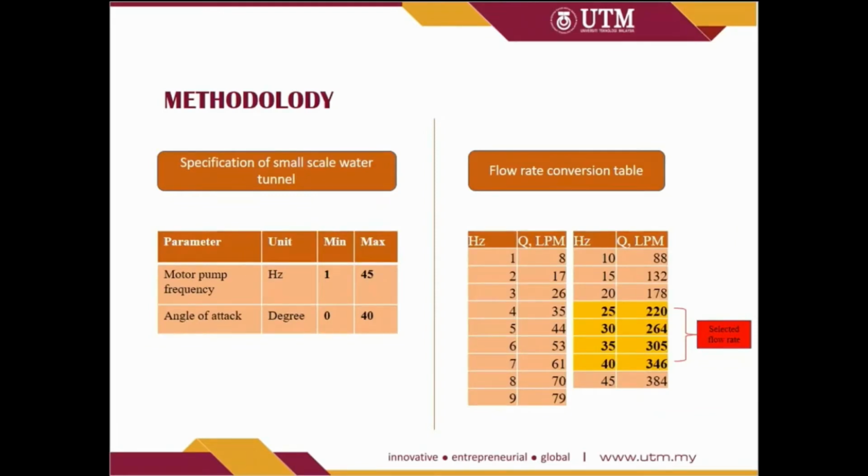Next, this is the specification of the small-scale water tunnel. The max parameter of motor pump frequency is 45 Hz, and the angle of attack is fixed at 0 degrees. And then from the right, it shows the flow rate conversion table. For this project, the selected flow rates are 25 Hz, 30 Hz, 35 Hz, and 40 Hz.